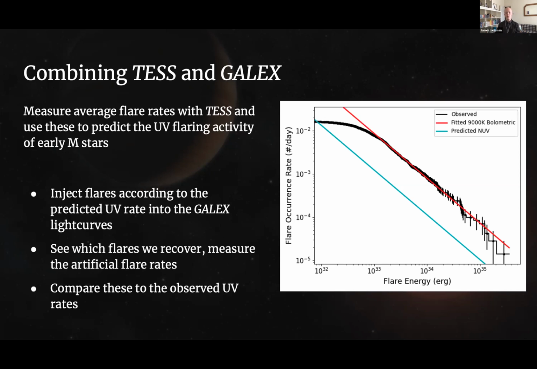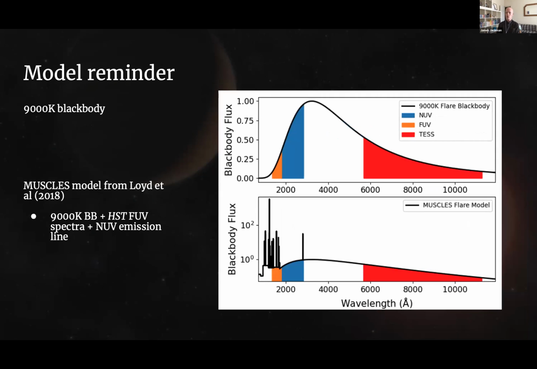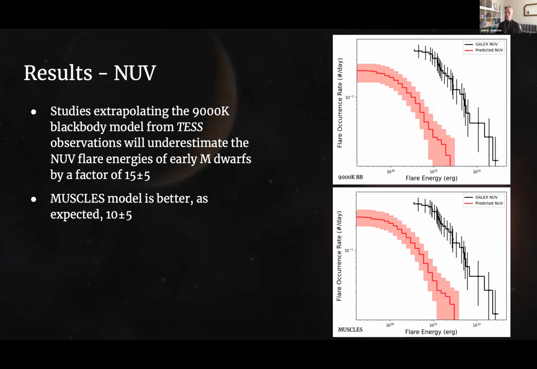We do this about 10,000 times per star, and then measure artificial average predicted flare rates, and then compare these to the average UV flare rates that we've actually observed. We've done this in the GALEX near UV and the far UV bandpasses. And here's a quick model reminder of what the 9,000 Kelvin black body and the MUSCLES model look like. And here are our results from those injection and recovery tests. On the right-hand side, the black line is our observed average UV flare rate for those early main sequence M dwarfs. And the red line is the average predicted flare rate for each model from our injection and recovery tests.